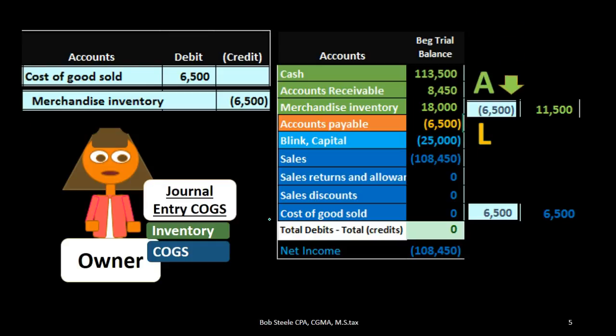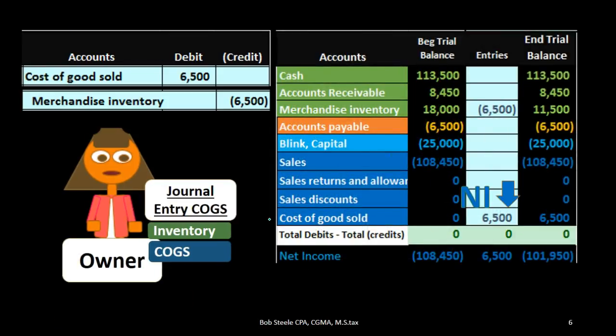Effect on the account equation. Assets are going down, liabilities are remaining the same, and the equity section is going down. Why? Because net income is going down. Note that the cost of goods sold is an expense. The expense is going up, bringing net income of 108,450 minus the 6,500, income winding up at 101,950.